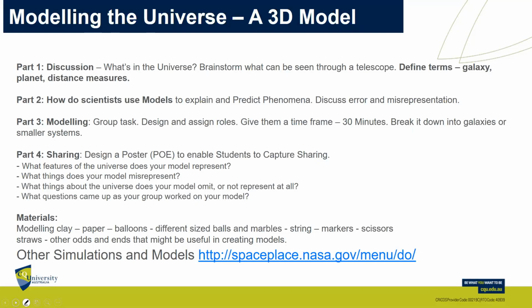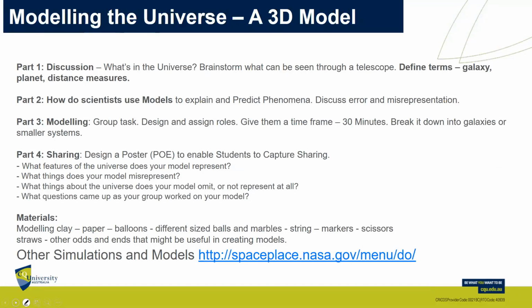We give them a group task. This can be their actual investigation, where they design and implement a model. We give them a 30-minute time frame. We break it down into galaxies and smaller systems. We can narrow it down so that they can do something in 30 minutes, or we can make it larger for them to do in an hour.